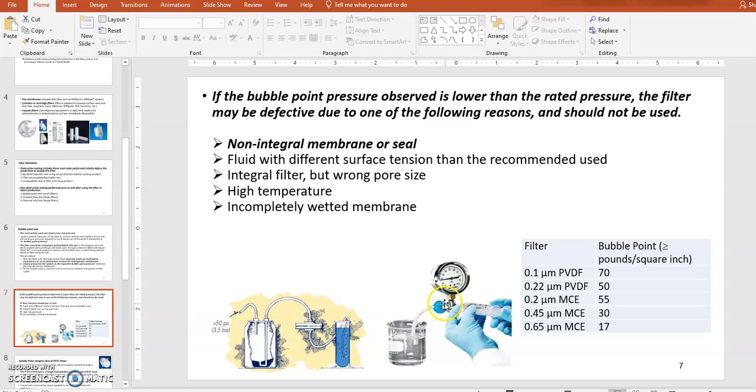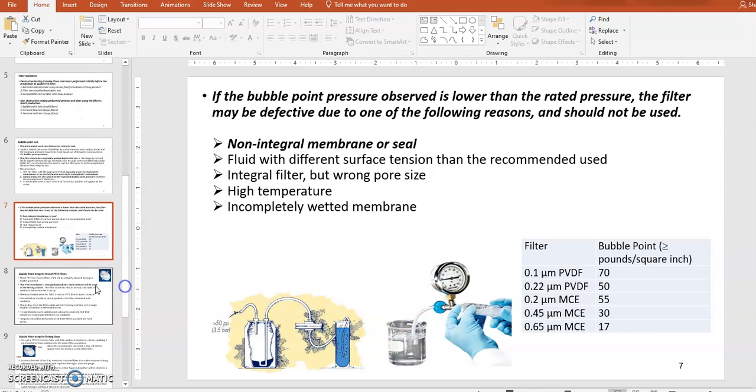If it's an intact filter, it'll resist until a certain pressure point. But if it's a damaged filter, there will be much less resistance. So the bubble point is where the gas goes through a filter and comes out on the other side as a stream of bubbles. If it's an intact filter, it'll hold up to a certain pressure point, like 70, 50, whatever. But if it's a damaged filter, that pressure point will be much lower, maybe 10 or 5 instead of 70 or 50. So that's how it works. Straightforward, very simple, right?